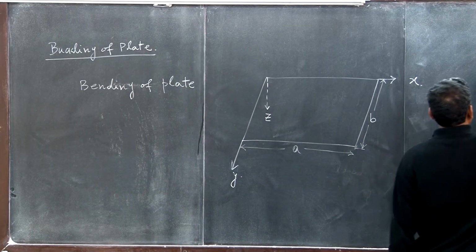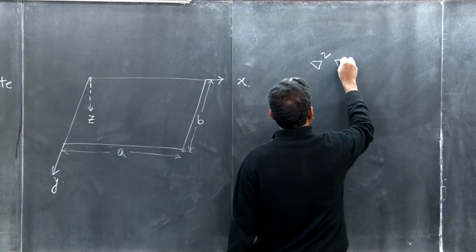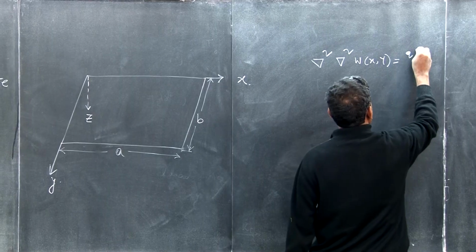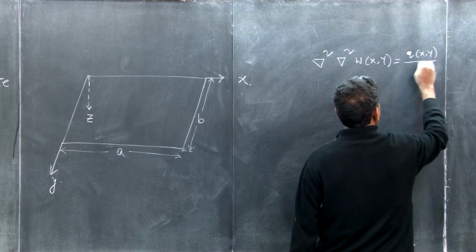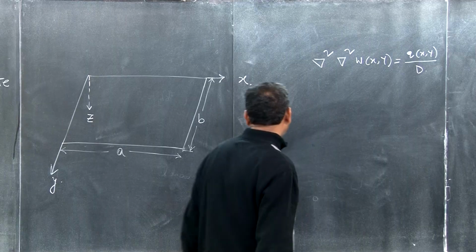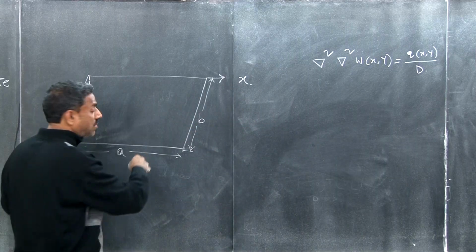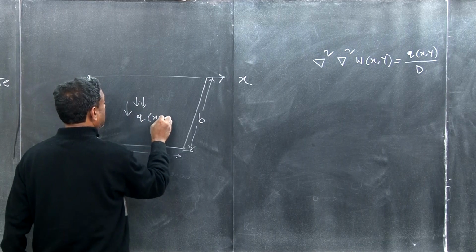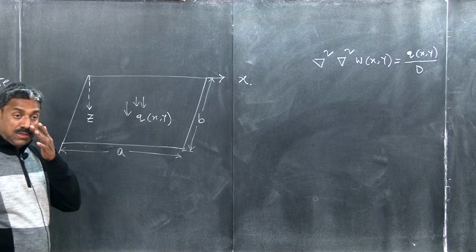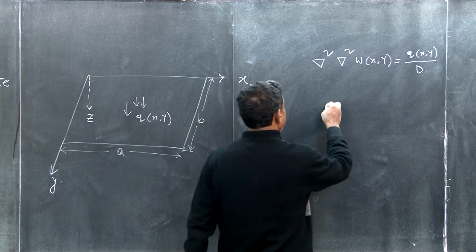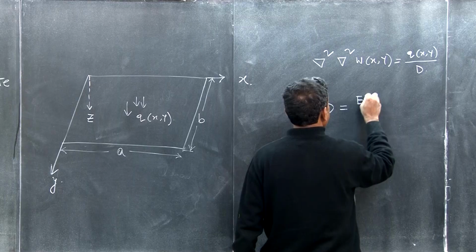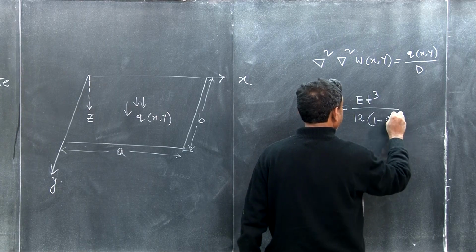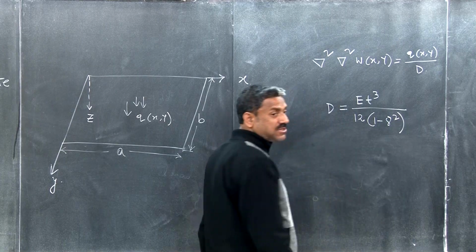What was the governing equation? The governing equation was nabla to the fourth of W(x,y) is equal to q(x,y) upon D. W is nothing but the vertical deflection, of course the downward deflection, and q is the load being applied, that is q(x,y), and D is the flexural rigidity. D is equal to E t cubed divided by 12 times (1 minus nu squared). The flexural rigidity of the plate.